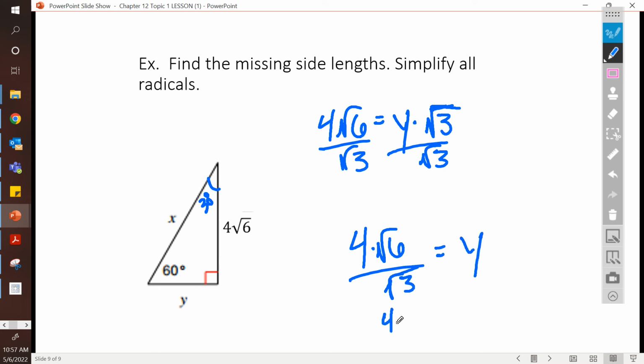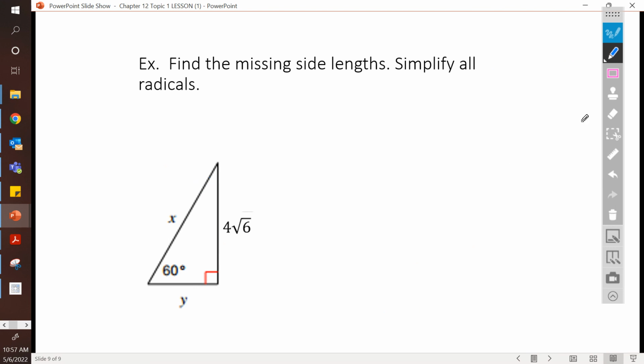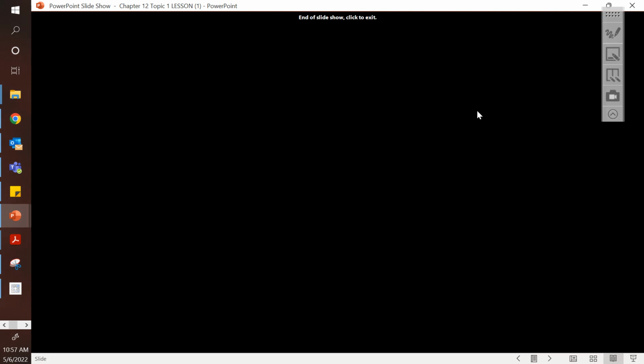Now since the square root of 6 is just the square root of 3 times the square root of 2, I can actually cancel the square root of 3's here. So my short leg here is 4 square root 2. My hypotenuse is supposed to be 2 times the short leg, so it's going to be 8 times the square root of 2. Just multiply this by 2, and we get our hypotenuse, which is 8 square root of 2. Now I've got all three sides, and that's what I'm trying to find out here. All right, and that is the Pythagorean theorem and special right triangles.